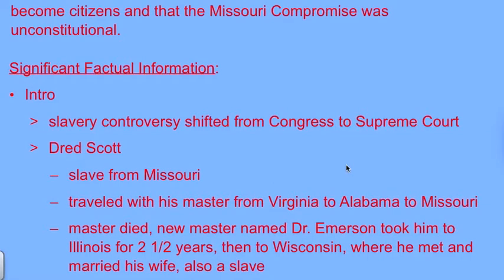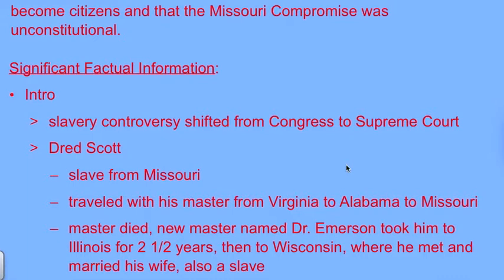Section 21(7), the Dred Scott decision. This section is mainly about a slave named Dred Scott. Previously in this chapter, we've been talking about the slavery controversy all over the U.S. and in the Senate. Now we're going to move the slavery controversy to the Supreme Court. So who exactly was Dred Scott?